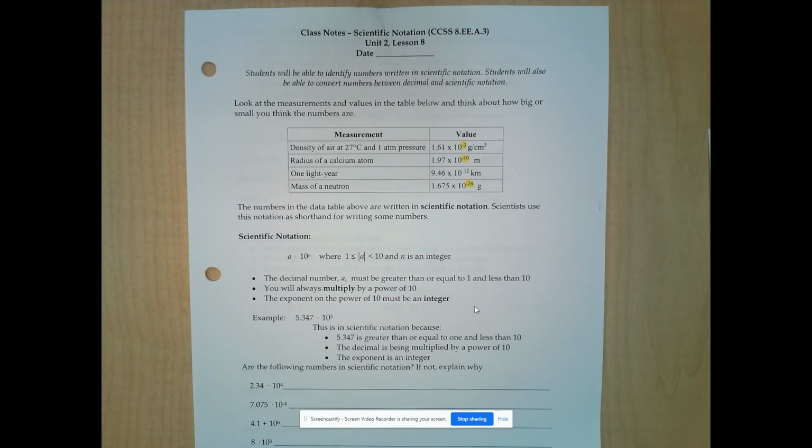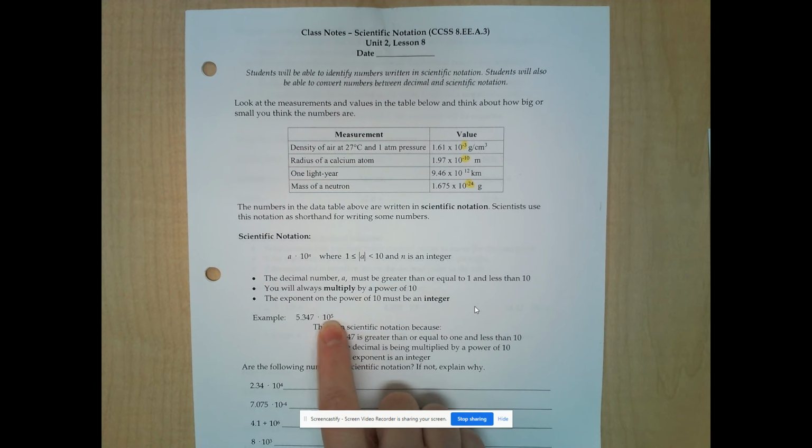For example, 5.347 times 10 to the fifth. We know it's in scientific notation because 5.347 is greater than or equal to 1 but less than 10. It only has a single digit in front of the decimal point. The decimal is being multiplied, so we want to double check for multiplication, and it has a power of 10, 10 to the fifth. The exponent is an integer, that 5, no decimals, no fractions on it.